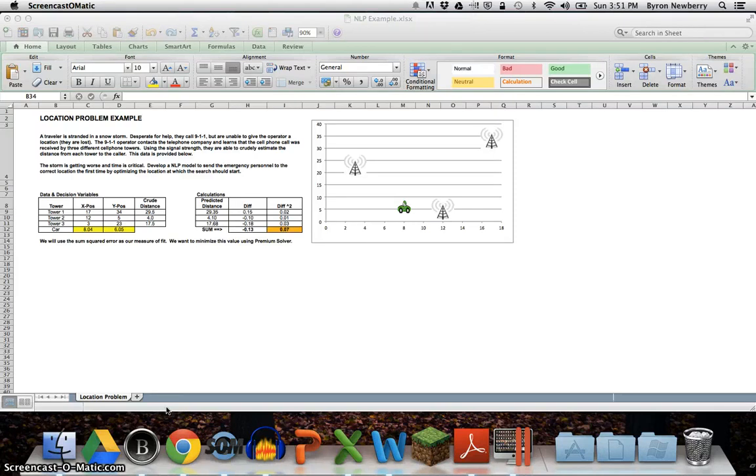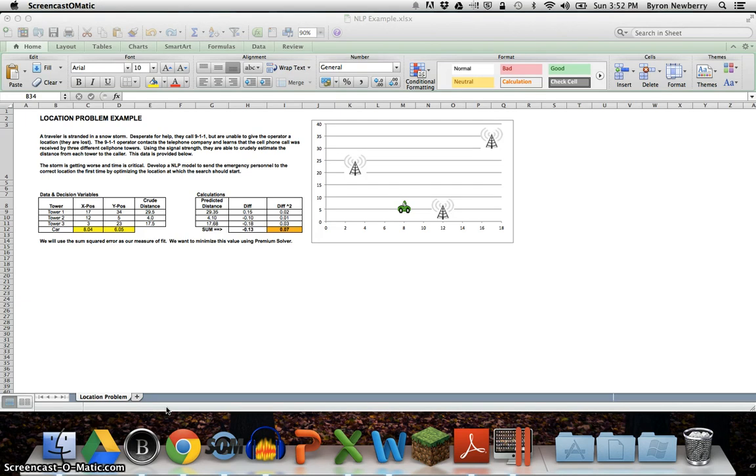This brief video looks at solving a nonlinear programming problem. Now the big difference here is that we have nonlinear equations within our problem, but the setup is essentially the same. This problem is discussed in the slides, but this is going to show you how the actual solution occurs.